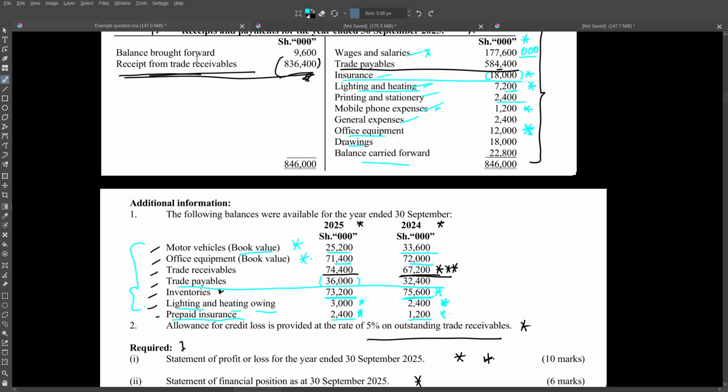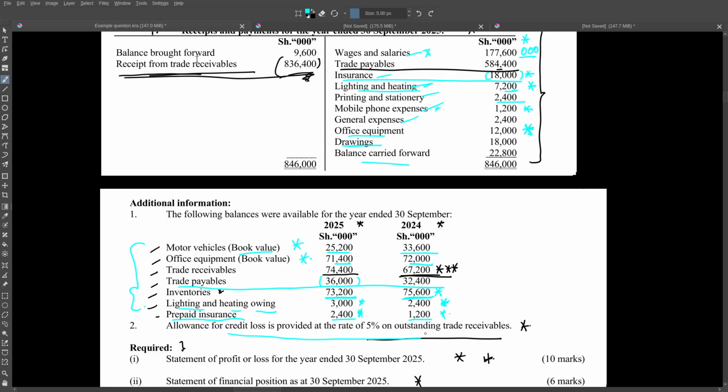Then after including that, what else do we need to know? Remember, when you see drawings, they go to the statement of changes in equity. It is not considered an expense. Same to dividends if we're dealing with a company. So you shouldn't be looking at it in any way, okay? Then we look at this comment where you've been told allowance for credit loss is provided at the rate of 5% on outstanding trade receivables.